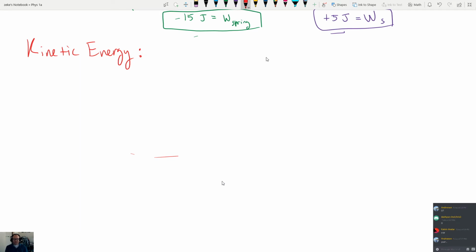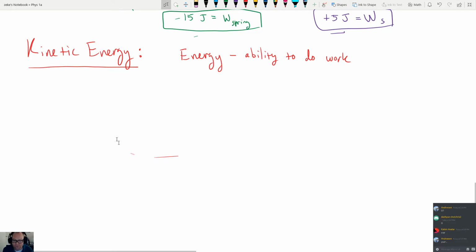And the first thing I'm going to say, just as an aside to talking about kinetic energy, is the word energy in physics basically means, I don't really like this definition too much, but it works very well, the ability to do work. Okay? That's what the physics definition of energy is. The ability to do work. So if something has energy, it has the ability to do work.